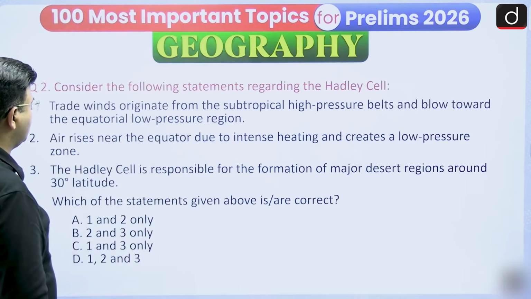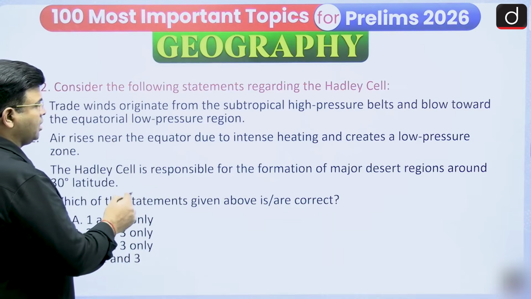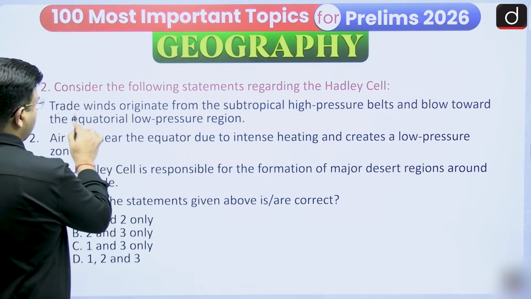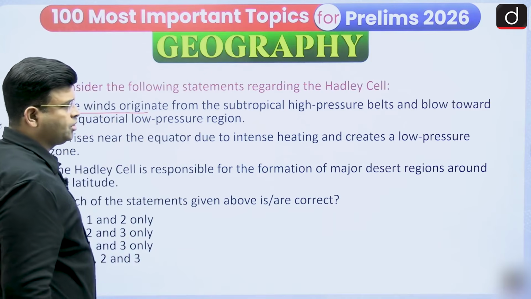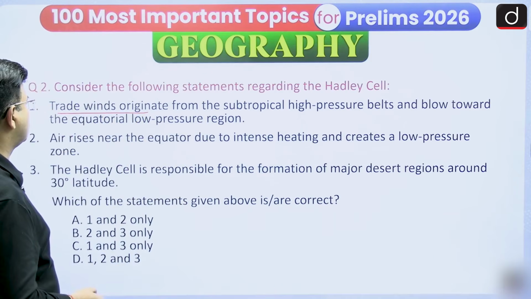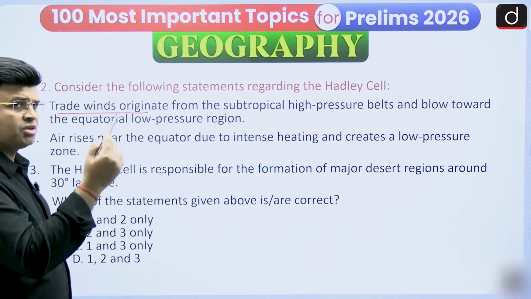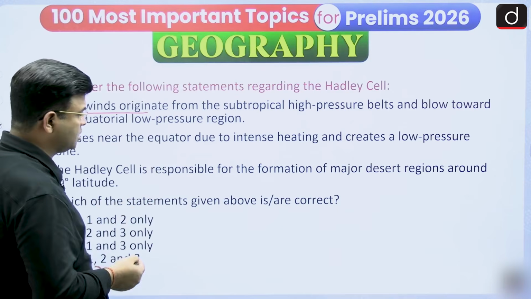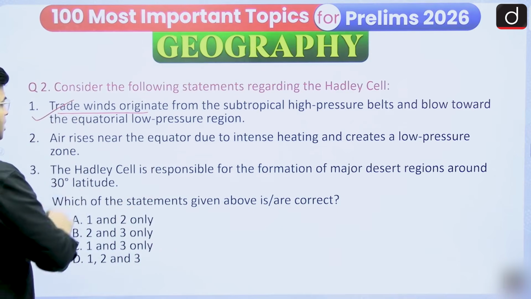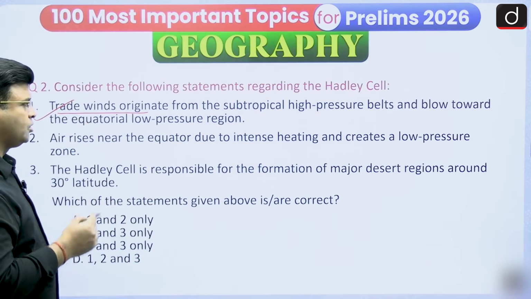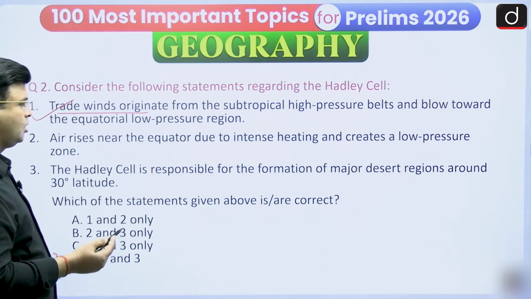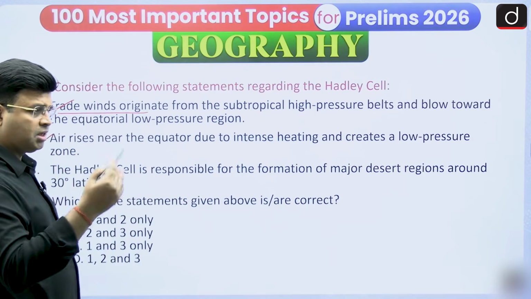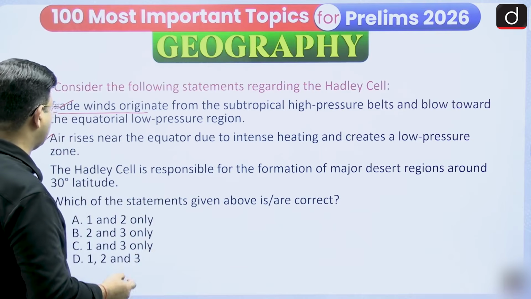Now we are moving towards the next question: consider the following statements regarding the Hadley cell. The first statement: trade winds originate from the subtropical high pressure belts and blow towards the equatorial low pressure regions. Yes, from the subtropical high pressure belt to the equatorial low pressure belt, in the northern hemisphere as well as in the southern hemisphere. So that's a correct one. Another: air rises near the equator due to intense heating and creates a low pressure zone. Yes, that is also correct, because the equatorial low pressure belt is already a low pressure zone because of the heating.